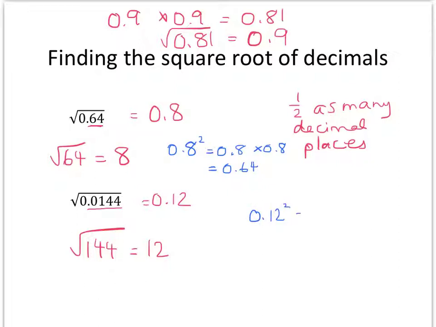And we can check again. 0.12 squared is equal to 0.12 times 0.12. 12 times 12 is 144. I need 4 decimal places, so I'm going to have to add in a 0 to give me that 4th decimal place. And there I go. And that is correct, because that's what I started with over here.